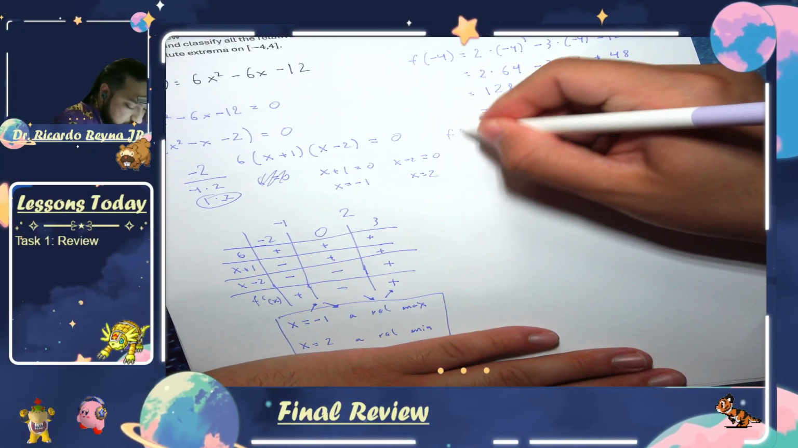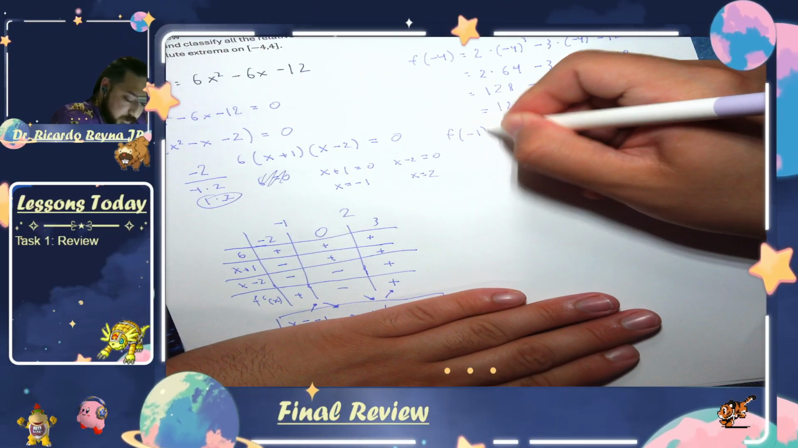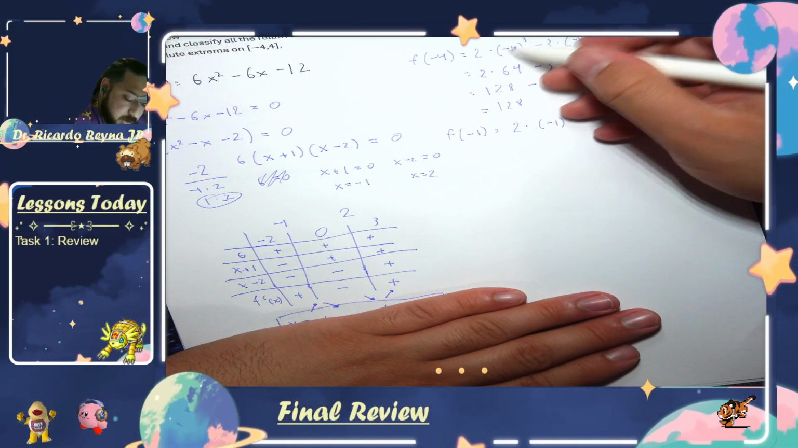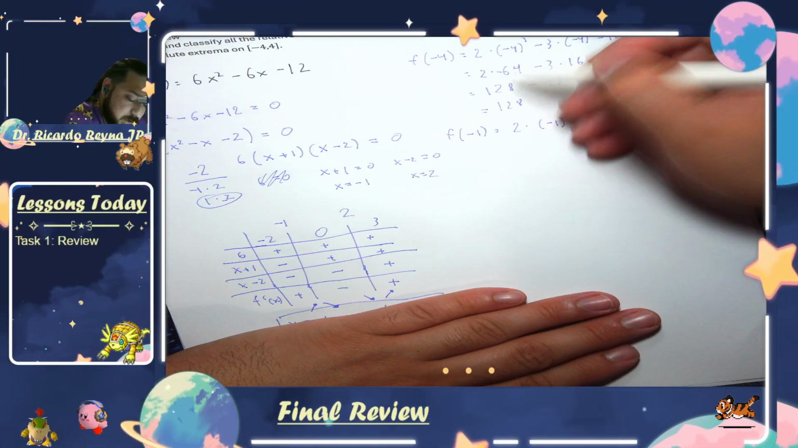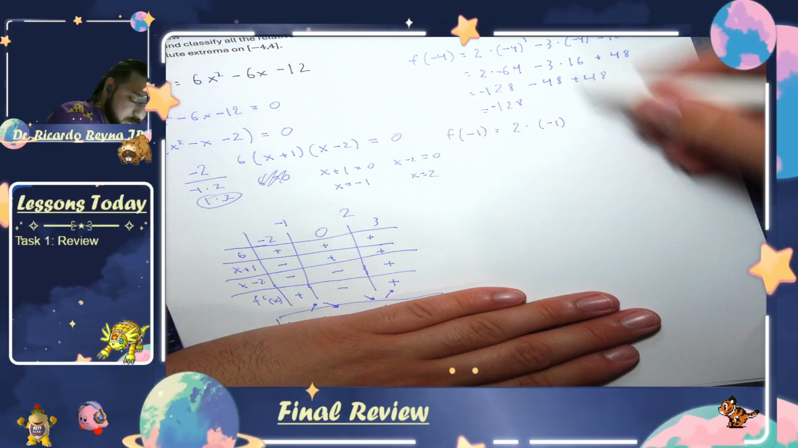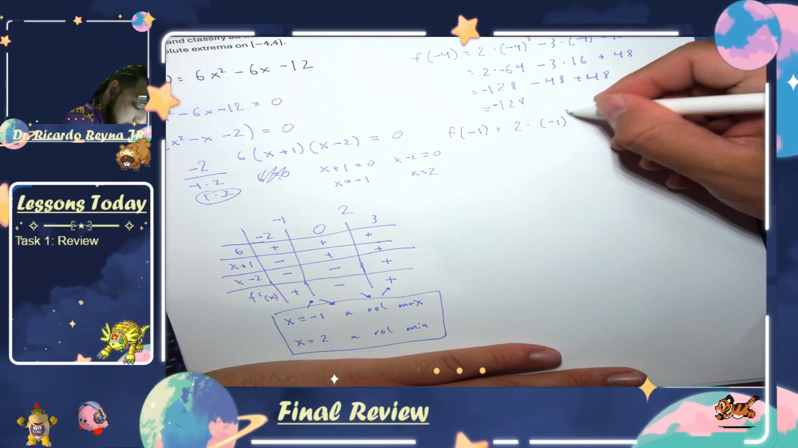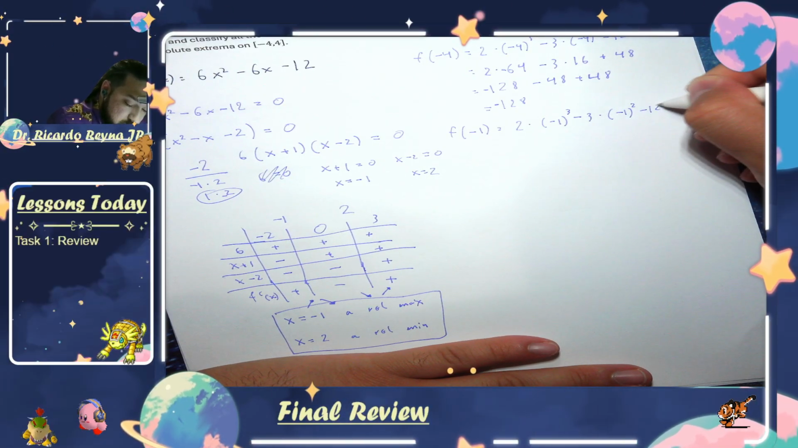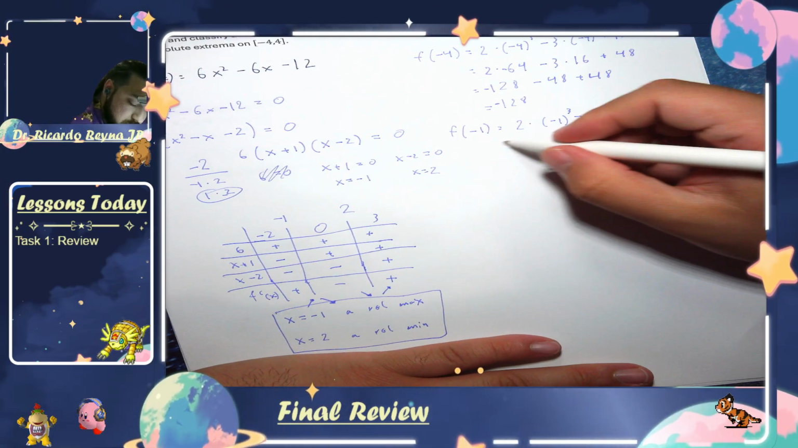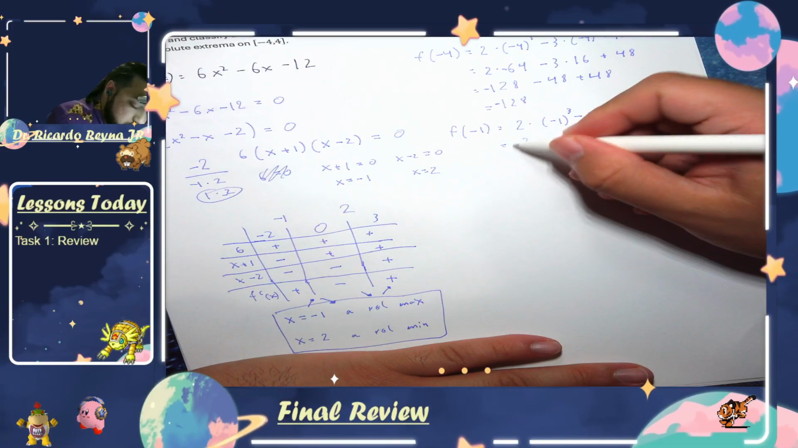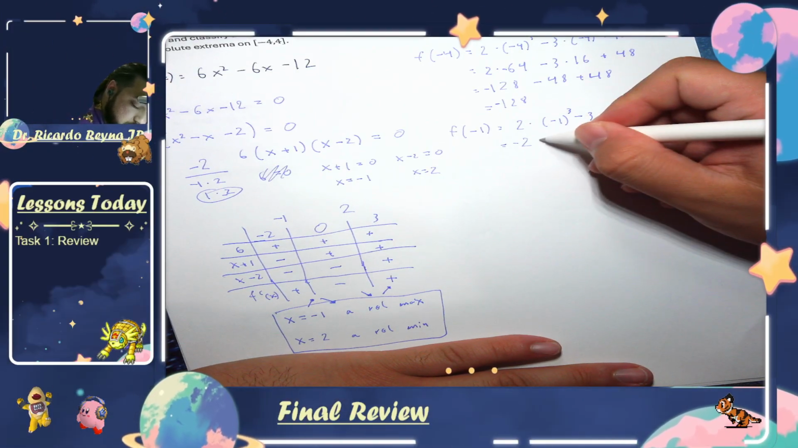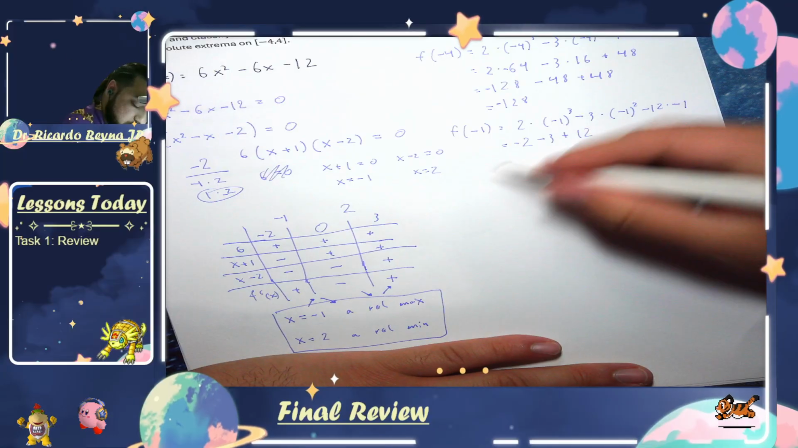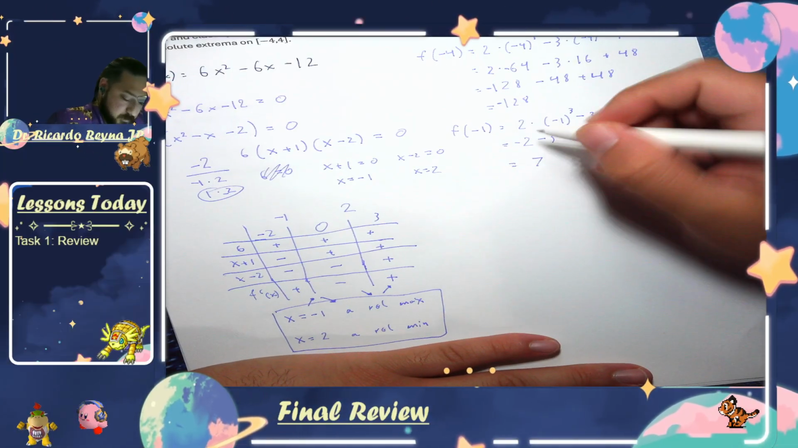Then we have f of negative 1. 2 times negative 1 to the power of 3. Oh, I forgot the negative from here. Excuse me. 3 minus 3 times negative 1 squared minus 12 times negative 1. That's going to be negative 2. This is going to be negative 3, and that's going to be plus 12. So it's going to be 7.